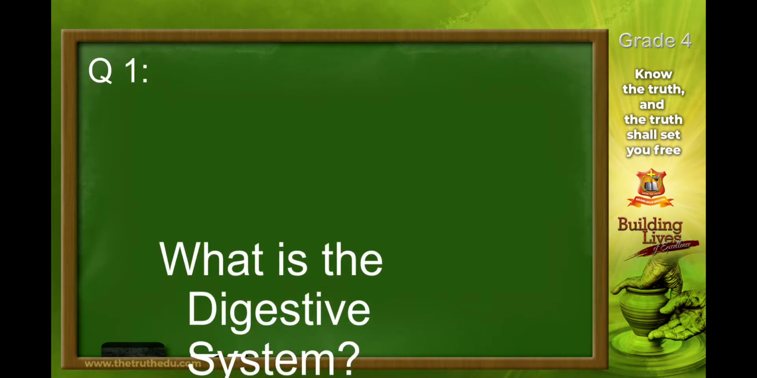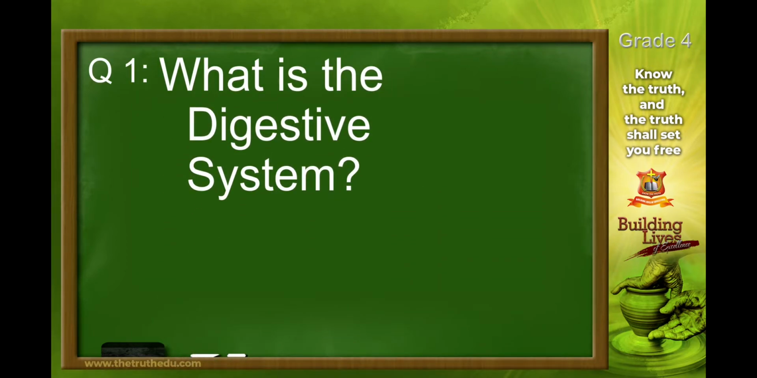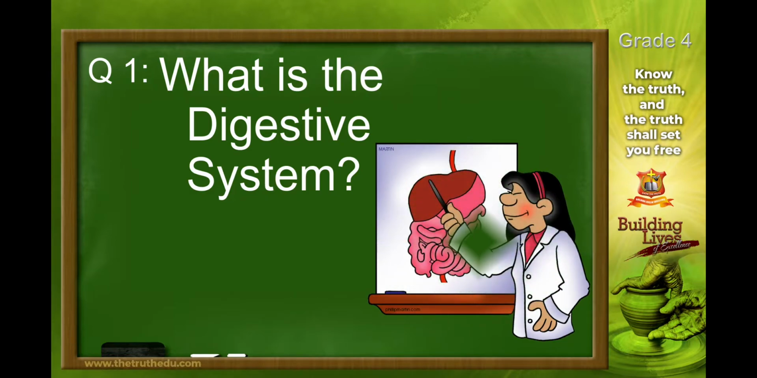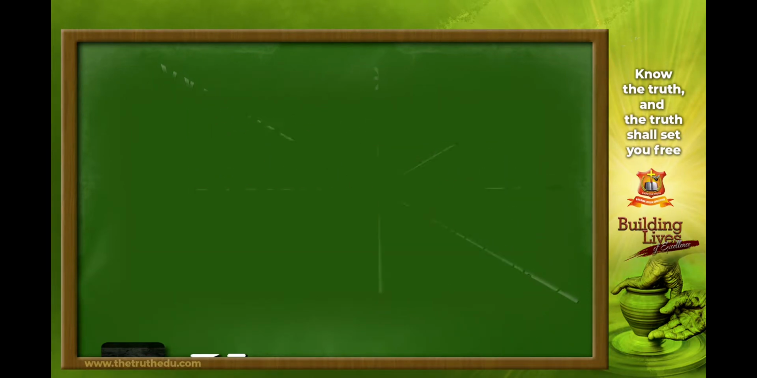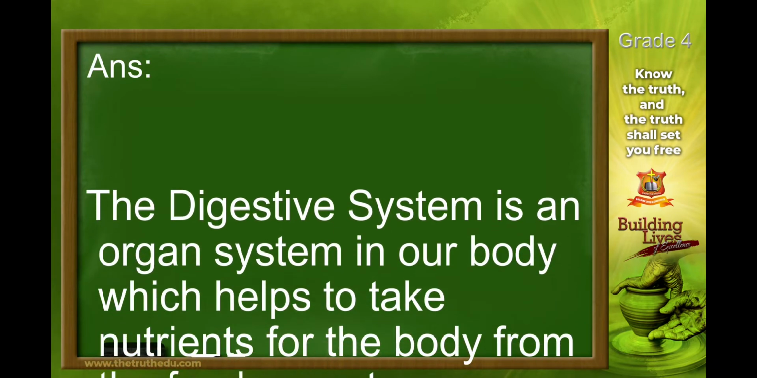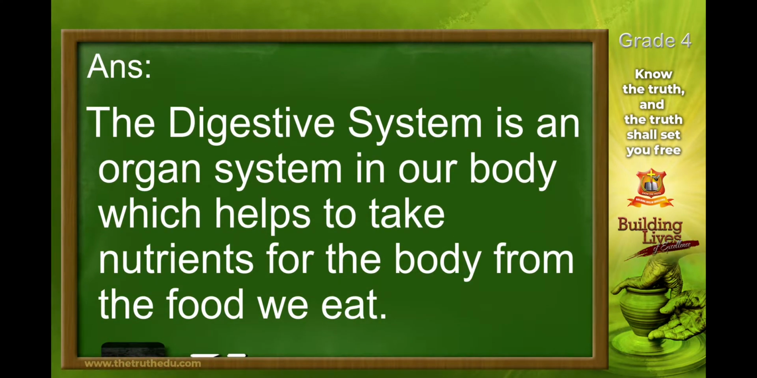So I'll ask you a question. What is the digestive system? Think and tell me, what could it be? So the digestive system is an organ system in our body which helps to take nutrients for the body from the food we eat.